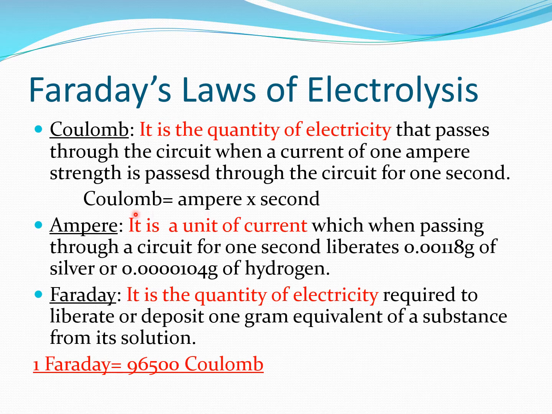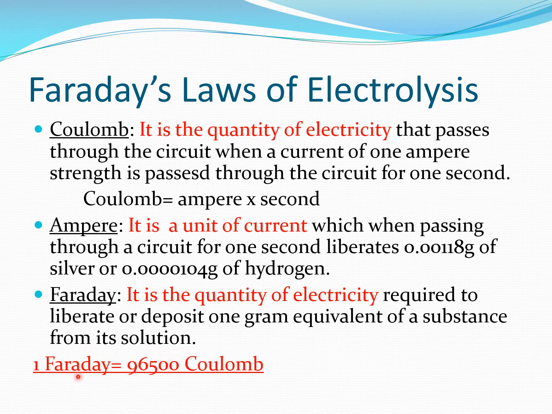That is, 1 Coulomb is equal to 1 ampere into 1 second. Ampere is the unit of current which, when passing through a circuit for 1 second, liberates 0.00118 grams of silver or 0.0000104 grams of hydrogen. Faraday is the quantity of electricity required to liberate or deposit 1 gram equivalent of a substance from its solution.